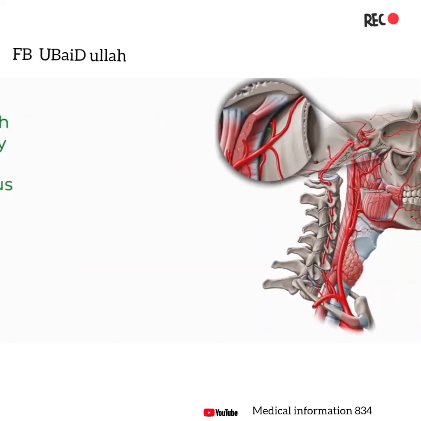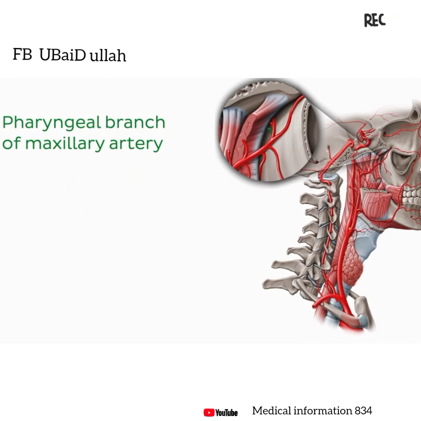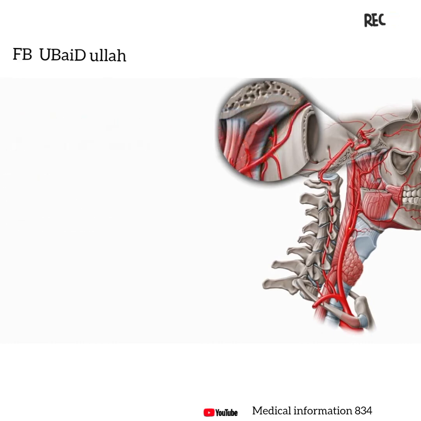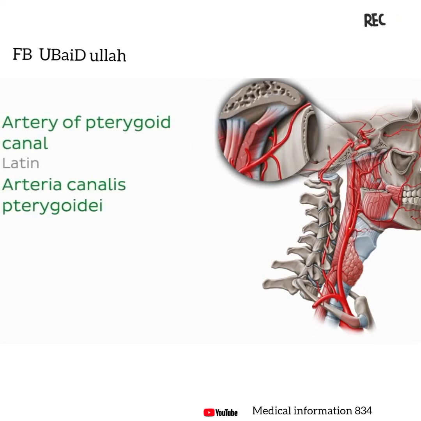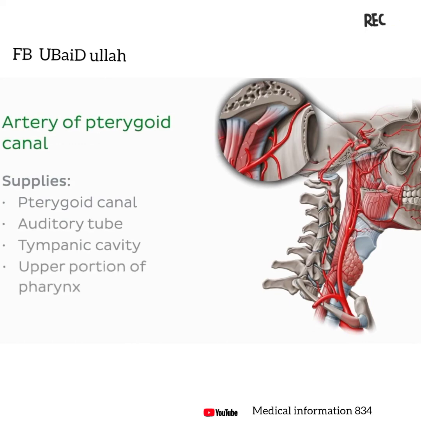The next artery we will look at is this vessel here, which is the pharyngeal branch of the maxillary artery. This vessel also arises from the pterygopalatine part of the maxillary artery and goes on to supply the pharynx as well as the roof of the nose. And finally, the last branch of the maxillary artery is the artery of the pterygoid canal. This somewhat variable branch courses posteriorly through the pterygoid canal and gives off branches to the auditory tube, the tympanic cavity, and upper portion of the pharynx. It often also forms an anastomosis with the internal carotid artery.